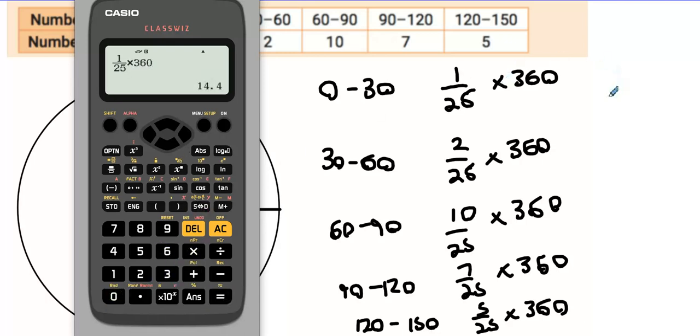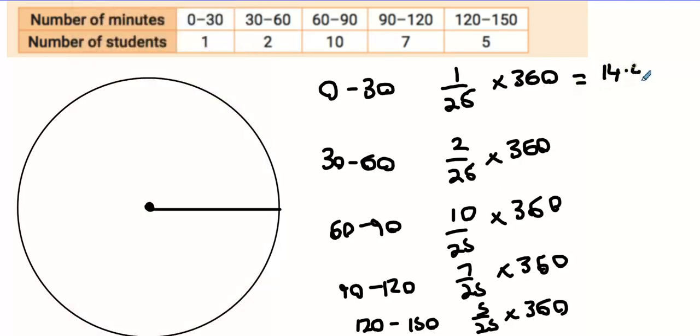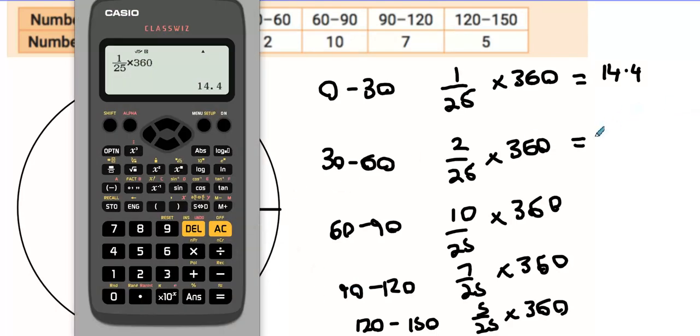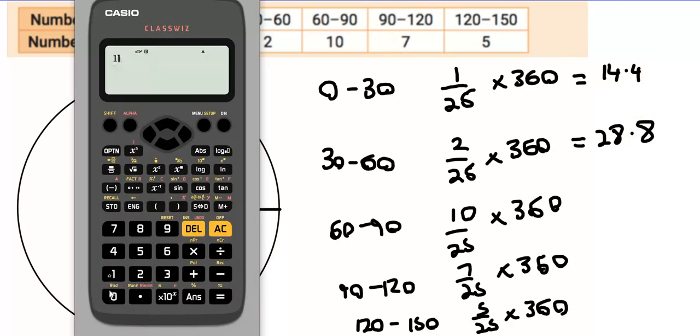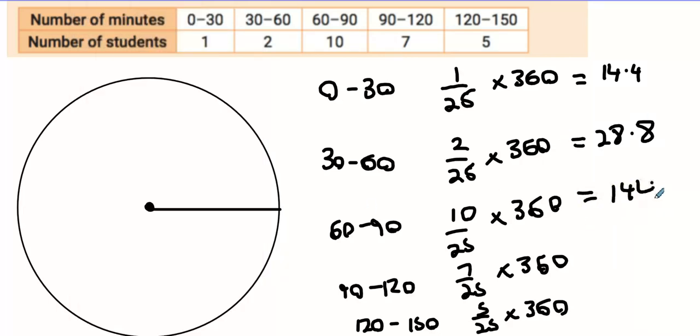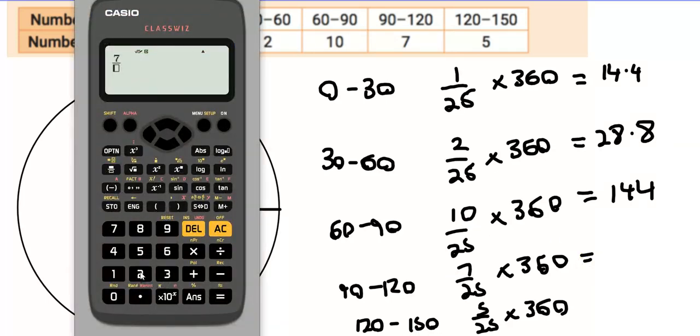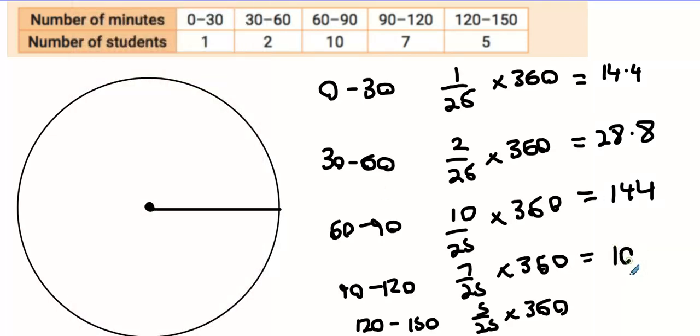You're helping me. Make sure I'm right. I think the first one's 14.4. Next one. Because it's double it, isn't it? The one after that is 10 out of 25 multiplied by 360, which is 144. Okay. Next one, 7 out of 25 multiplied by 360 is 100.8.